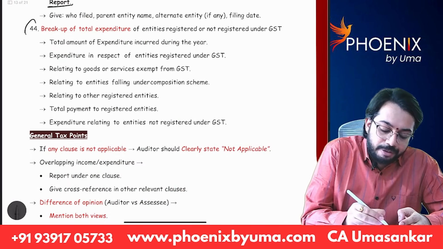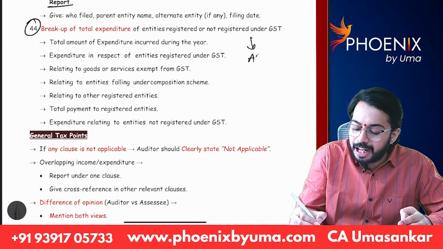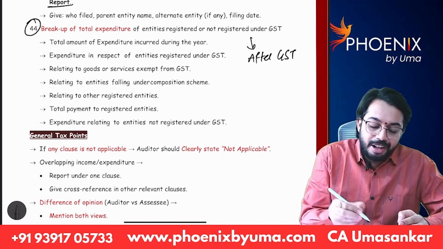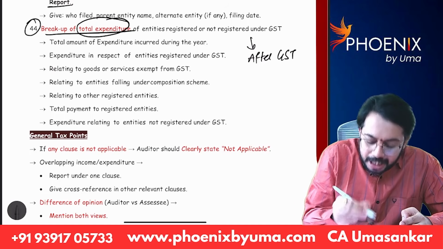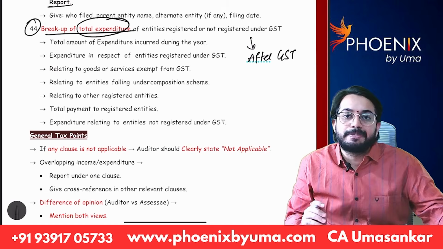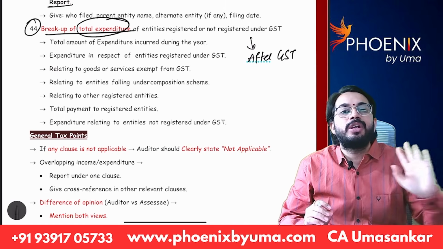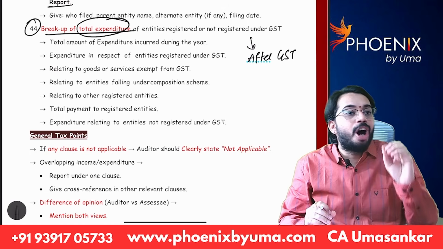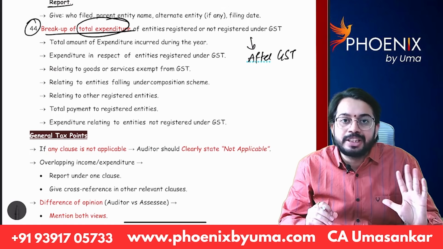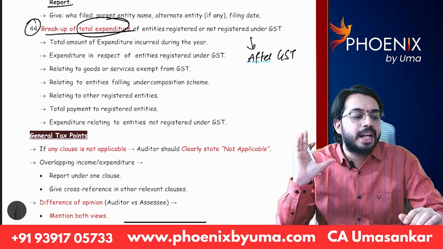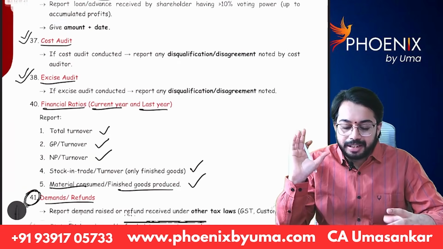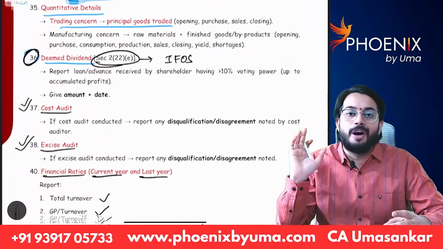Next, clause 44, this is introduced after GST. There will be expenditure, right? You should give a breakup of total expenditure. Out of total expenditure, how much amount you paid to a registered GST dealer, how much you paid to a composition dealer, how much expenditure you paid to an unregistered dealer, all this information is required to be given in clause 44. So these are the 44 clauses of Form 3CD.